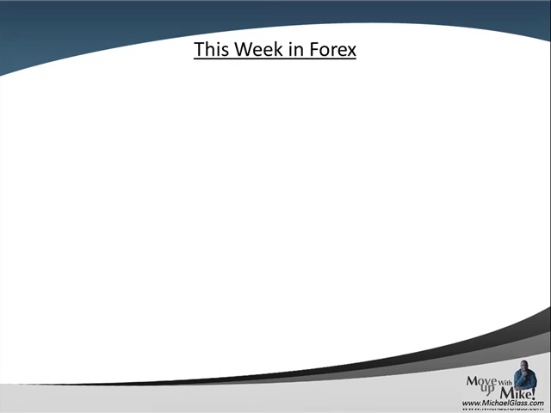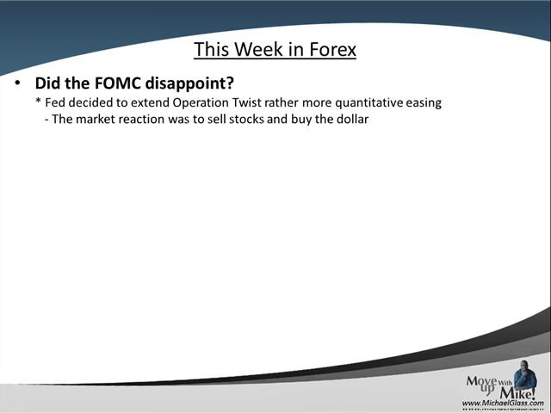As we begin to look at the week that was, we're first going to look at whether or not the FOMC disappointed the market. They had their meeting here on Tuesday and Wednesday. At their announcement, they decided to extend Operation Twist, which is their long-term buying, through the end of the year instead of more quantitative easing. And so the market reacted on Thursday basically with a sell-off. So they sold stocks and they bought the dollars. So did they disappoint? The initial reaction would be yes.